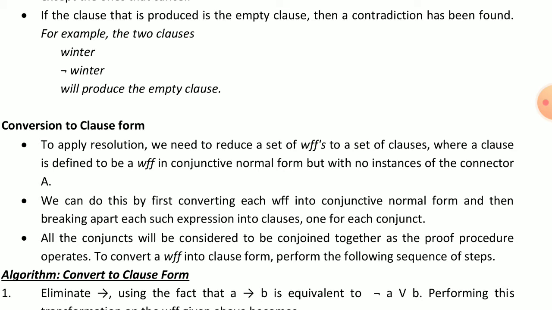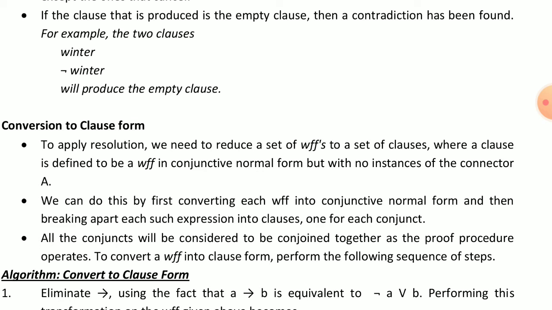Next is we can do this by first converting each well formed formula into conjunctive normal form and then breaking apart each such expression into clauses, one for each conjunct. Here we can convert the well formed formula into disjunctive form, means OR operation is used, means if one statement is true, then the next statement is false. At the same time, both statements are not true. This is the condition for the disjunction form or OR operation.